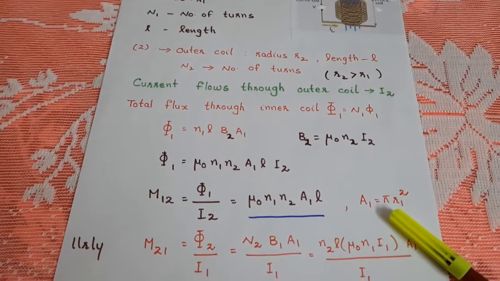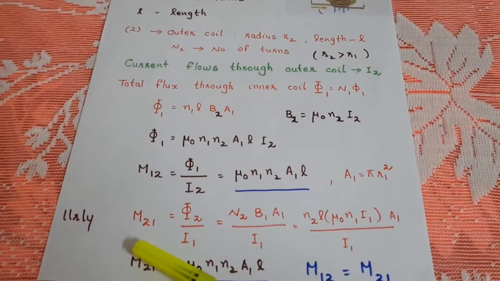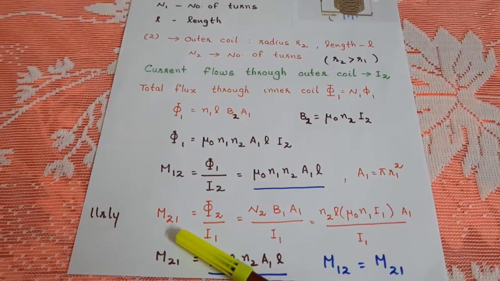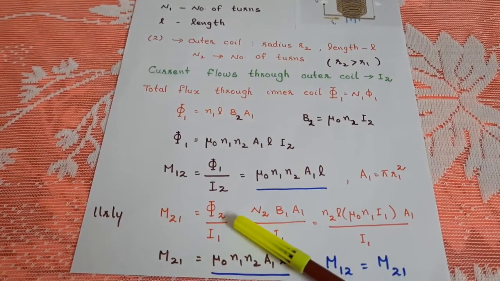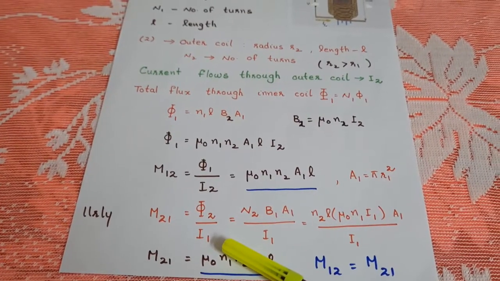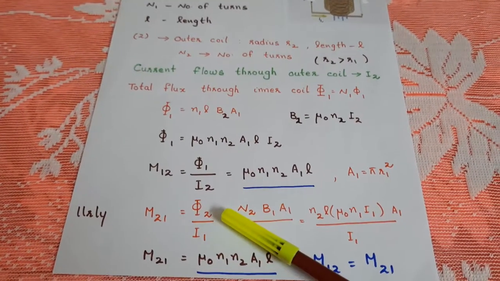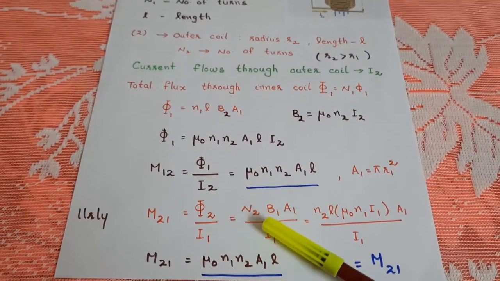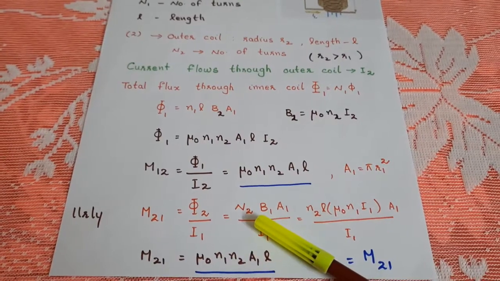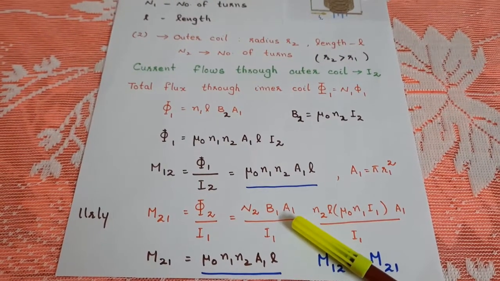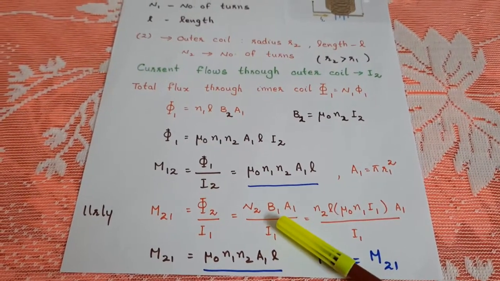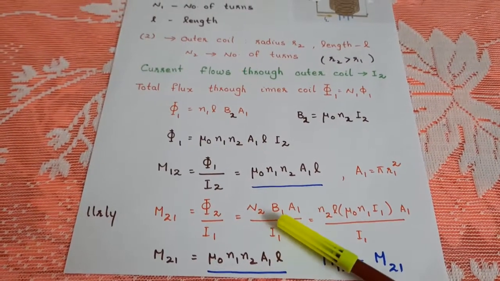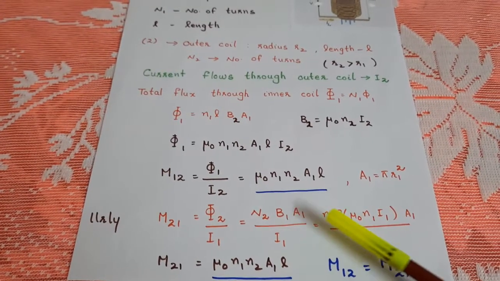Similarly, mutual inductance of the outer coil with respect to the inner coil, M21, is equal to phi2 by I1. Phi2 is the flux associated with the outer coil. It is equal to N2 B1 A1. Here the field is produced by the current I1. So B1 is equal to mu0 n1 I1.